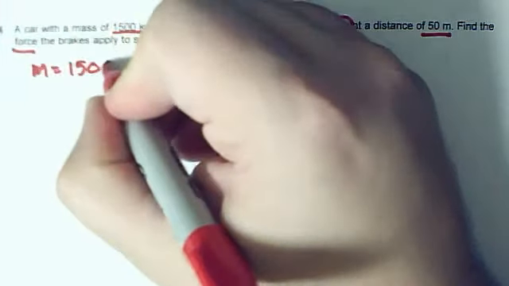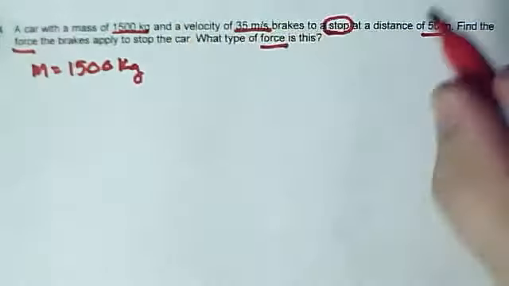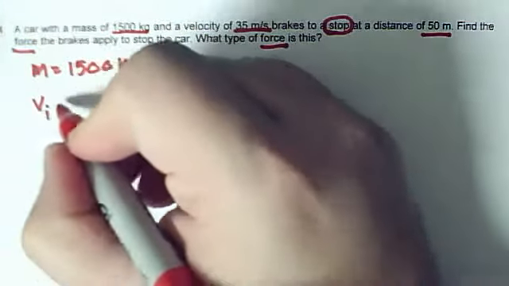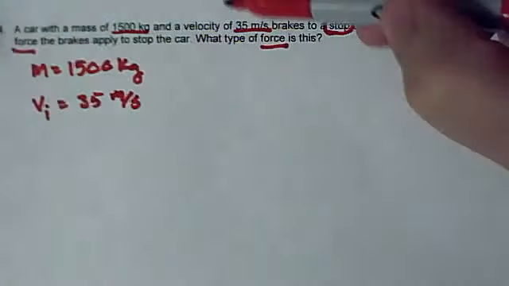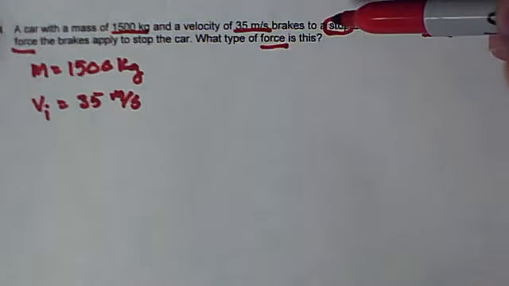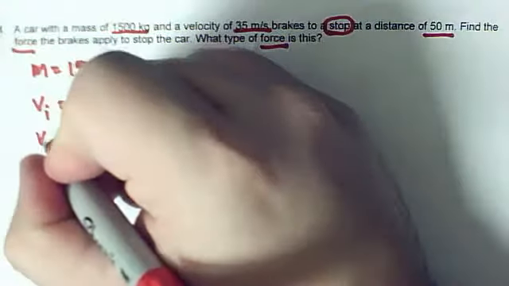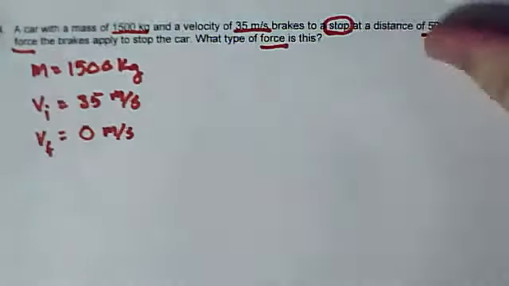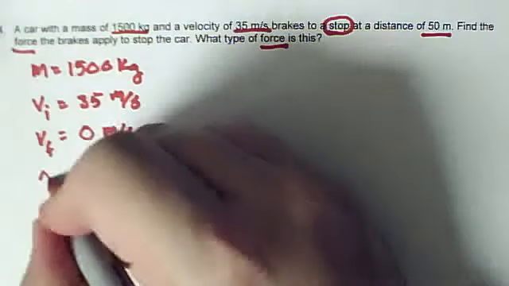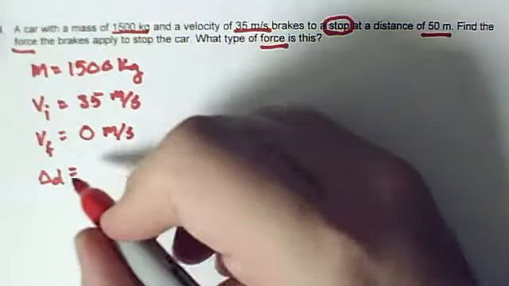So first let's write down the information we're given. We're given mass is 1,500 kilograms. We're given the initial velocity is 35 meters per second. We know it's the initial velocity because that's the velocity he's going with before the brakes are applied. We know the final velocity is 0 meters per second because he comes to a stop. And we know that his change in distance, or his displacement, is 50 meters. And we want to find the force.